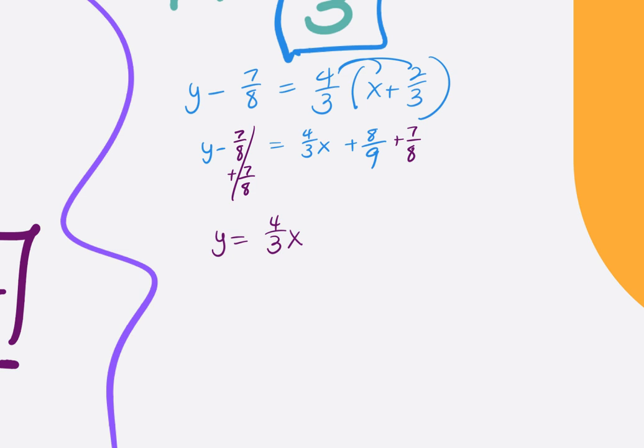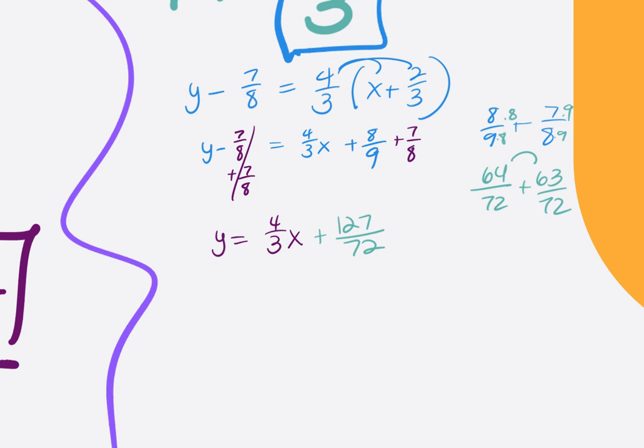And then I have to give this a like denominator. So 8/9 plus 7/8. Like denominator here, they're both going to be over 72, right? So times 8 and times 8, times 9 and times 9. And I get 64 over 72 plus 63 over 72. And then I'm going to add these together, and I get 127 over 72.